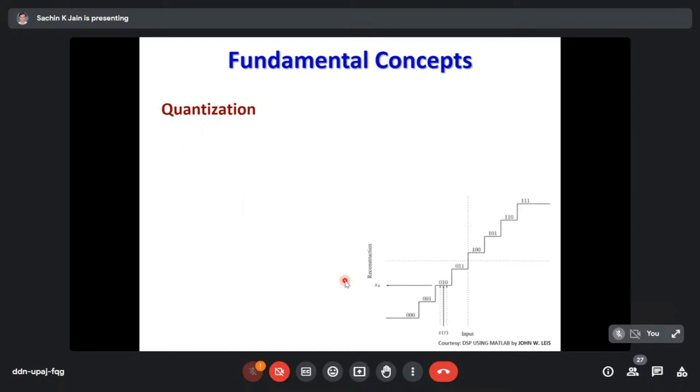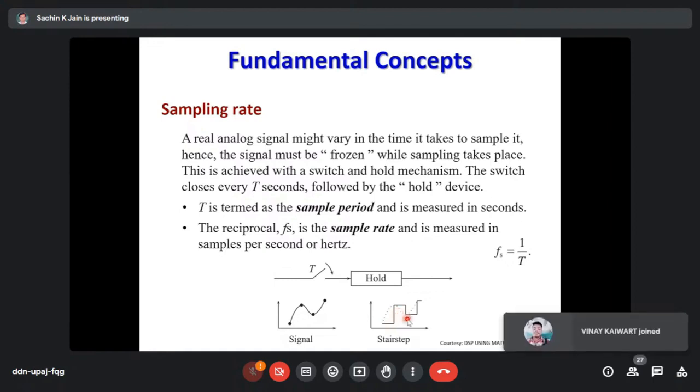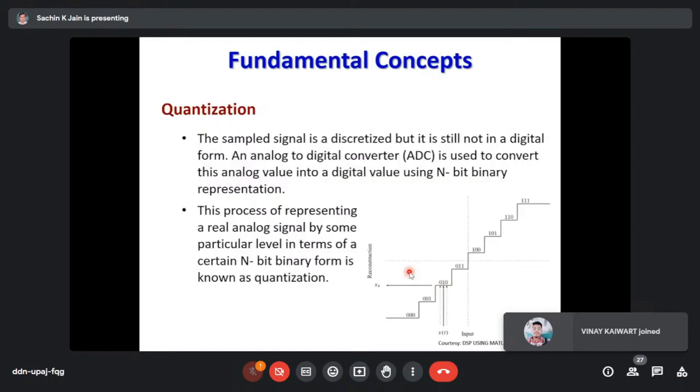Now, as you can notice here, this is your original signal and this is your sampled signal, and they are not alike. In fact, in this particular example, it appears that there is a huge error and it is not representing the original signal. So that's true, it is not the original representation, but in digital form it is represented like this, and that's what leads to a quantization error.